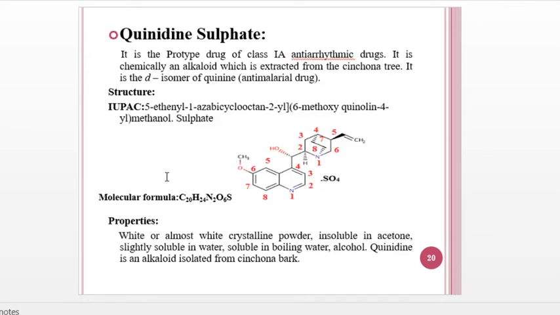So this is quinidine. Quinidine is the main prototype of antiarrhythmic drugs. It is a chemical alkaloid obtained from the cinchona bark. It is a diastereomer of quinine. Quinine is used as an antimalarial drug. So what is the basic difference between quinine and quinidine? This OH only, this residual specificity, is the only difference between quinine and quinidine.